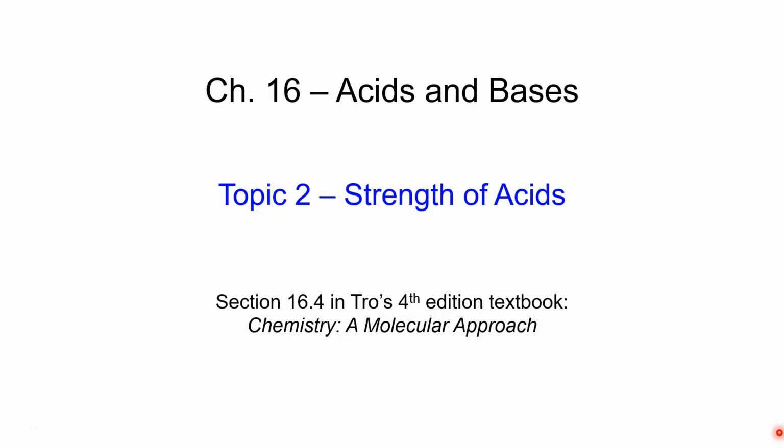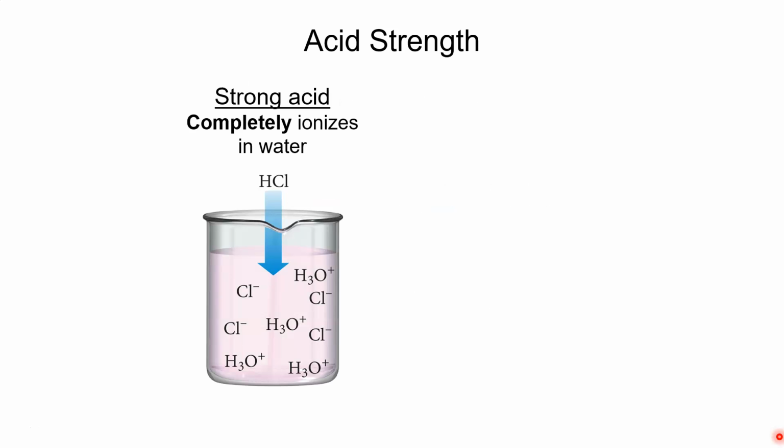In this lecture, I'm going to talk about the relative strengths of different acids. So a strong acid is one that completely ionizes in water. HCl is a good example. And you can think of this as being very similar to a strong electrolyte. So the ions fully separate and become dissolved in water.